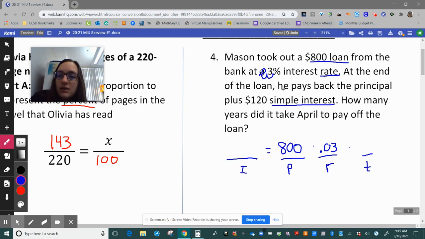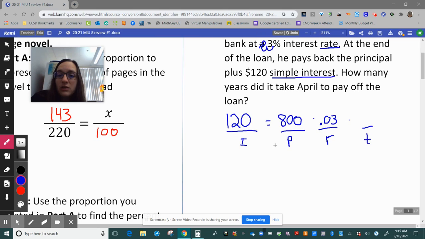Then we need our next part here. At the end of the loan, he pays back the principal, which was our $800, plus $120 simple interest. Oh, so the $120 was how much it costs to borrow the loan of $800. So at the end, they paid back $920 to borrow $800. That's how it works. They want to know how many years did it take April to pay off the loan?